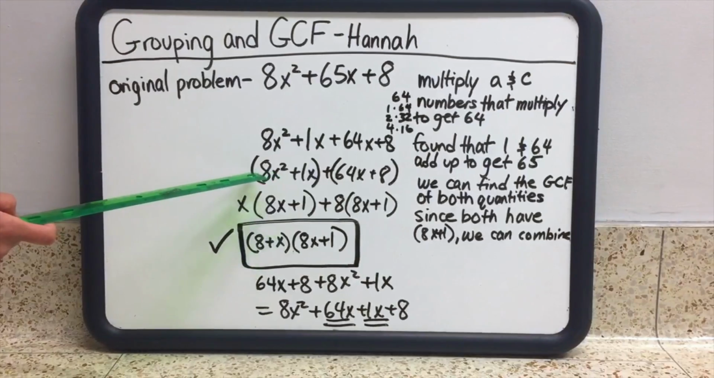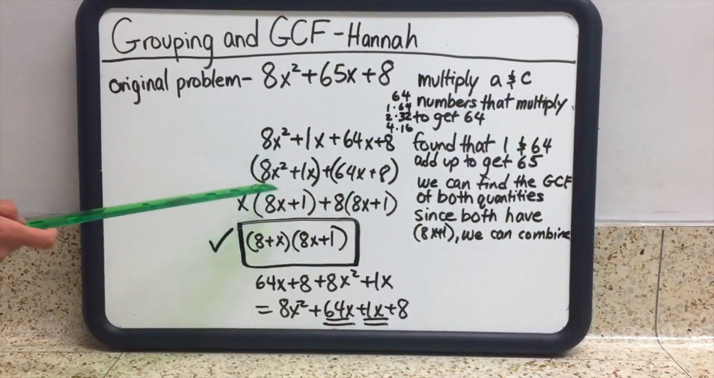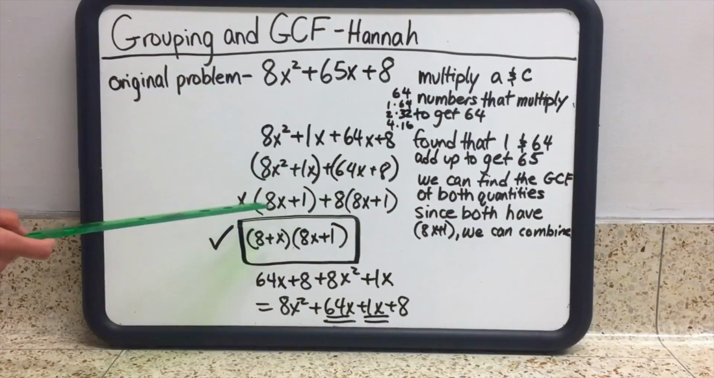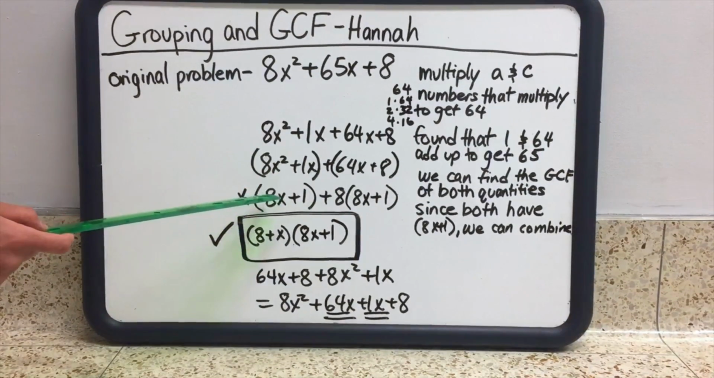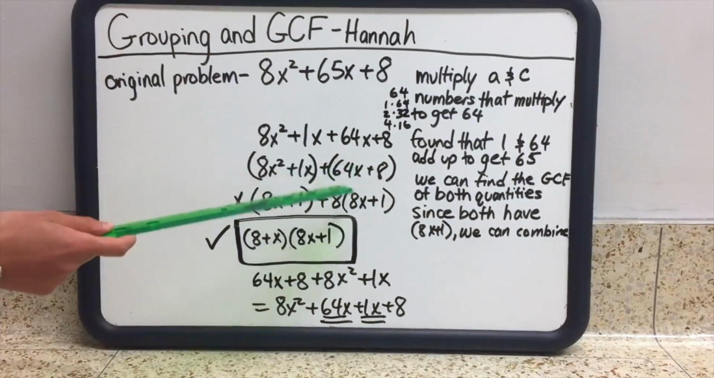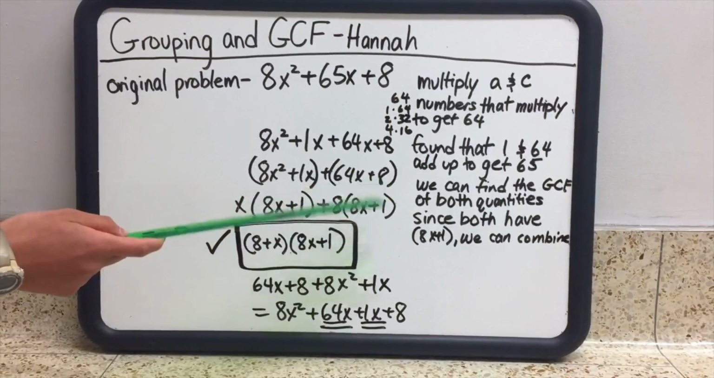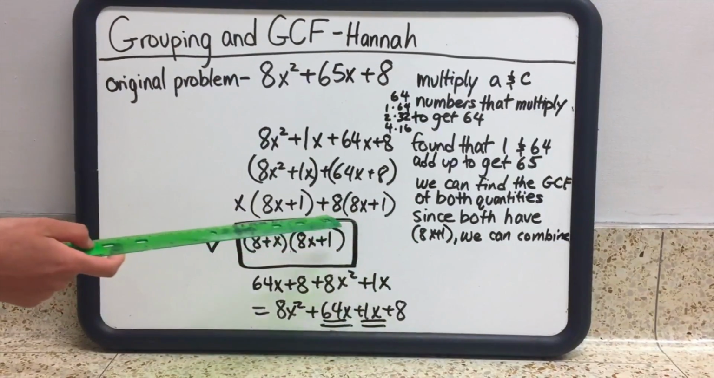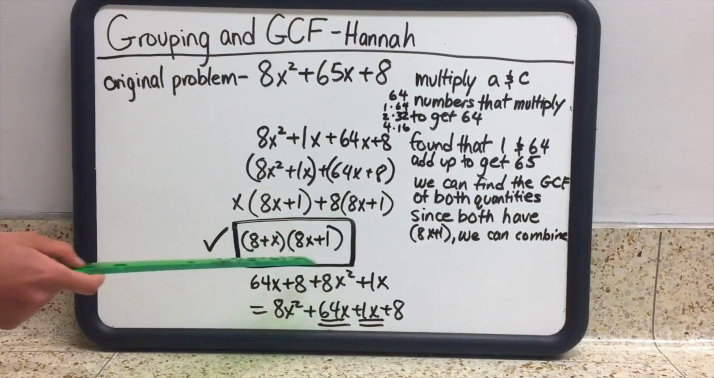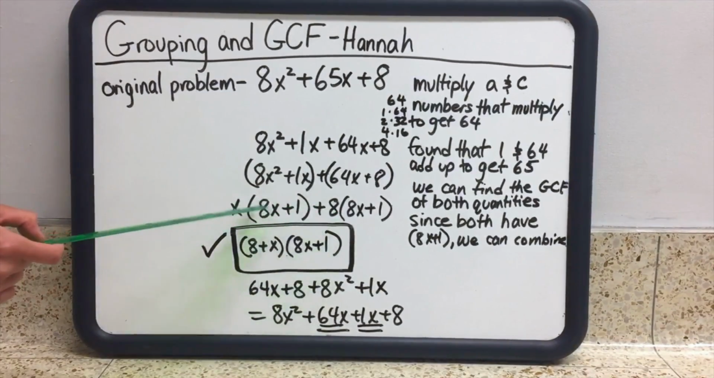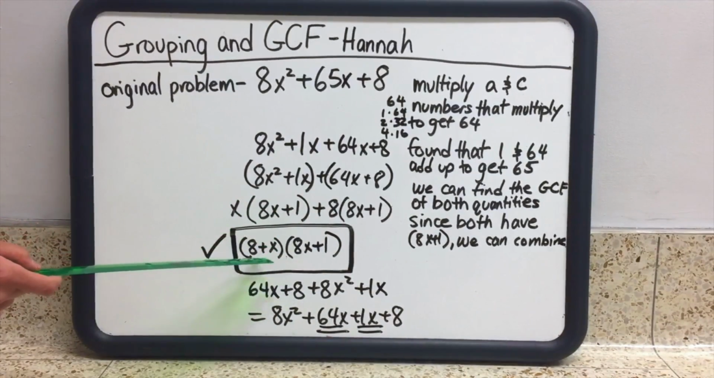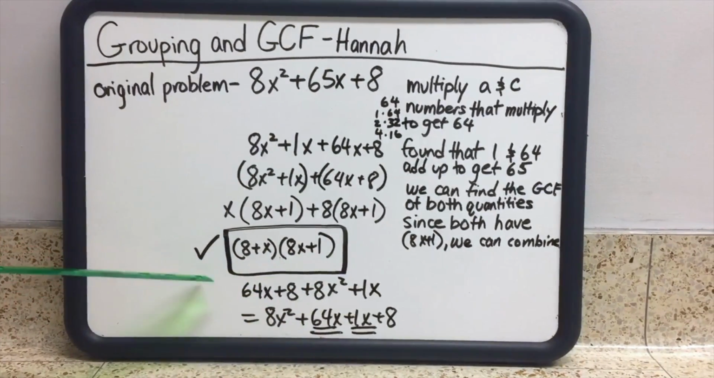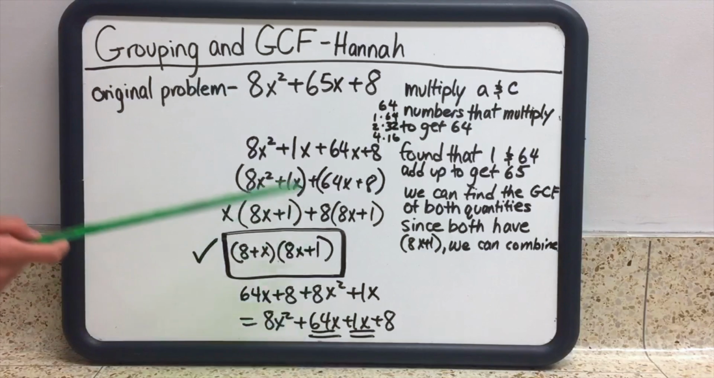Then we can find the greatest common factor of both quantities. So then we have the greatest common factor of 8x squared plus 1x is x, and it factors out to get 8x plus 1. And the greatest common factor of 64x plus 8 is 8, and then we get 8x plus 1. And since both have 8x plus 1, we can combine them, and then we have to add the 8 on the outside. So we get 8 plus x times 8x plus 1. And then we check our work, and it equals out to the top.